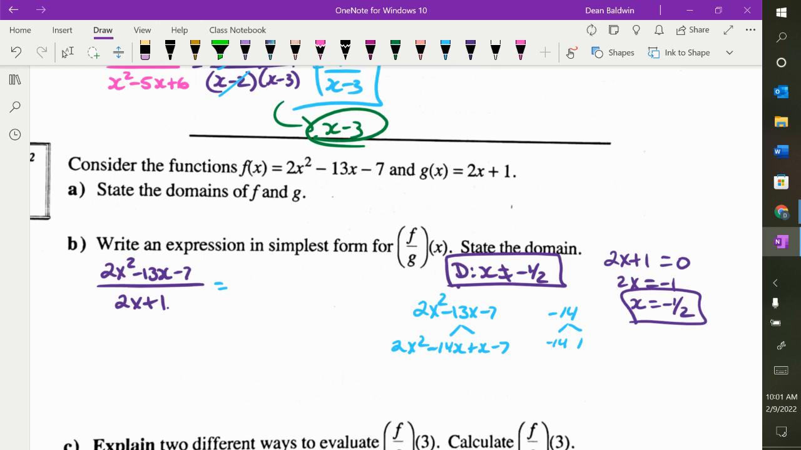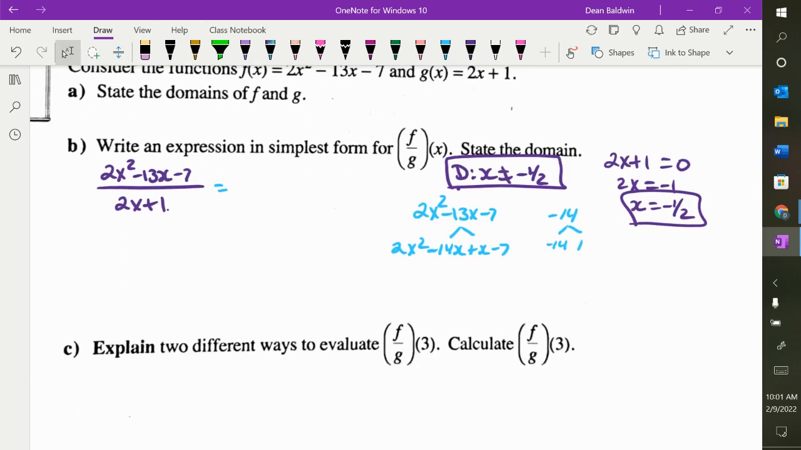All right. So first step. I just took the top, brought it over here. First number times last number, negative 14, right? What multiplies to negative 14 and adds to negative 13? Negative 14 and 1. Everybody good with that? Break up the middle term into negative 14x plus x. So that's the negative 14 and the 1 there.